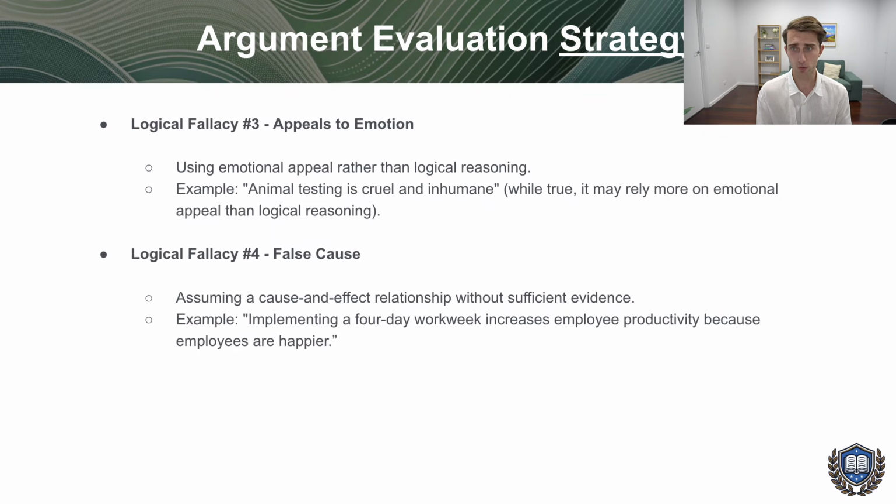Number 4, false cause. So when we assume a cause and effect relationship without sufficient evidence, this is another one where it's a logical fallacy that comes up quite a lot. So for example, saying implementing a 4-day work week increases employee productivity because employees are happier. The relationship between a 4-day work week and employee productivity and them being happier, we're making a few assumptions there. They could be happier for a number of different reasons, aside from just the fact that it's a 4-day work week. So we've got to be careful.